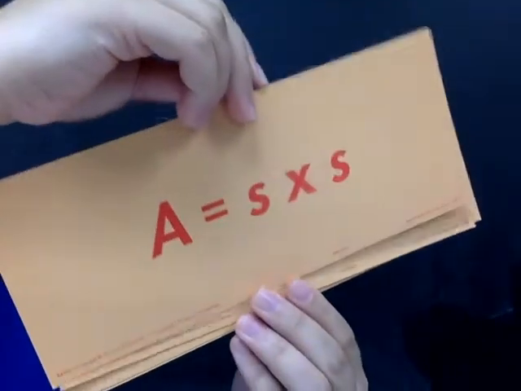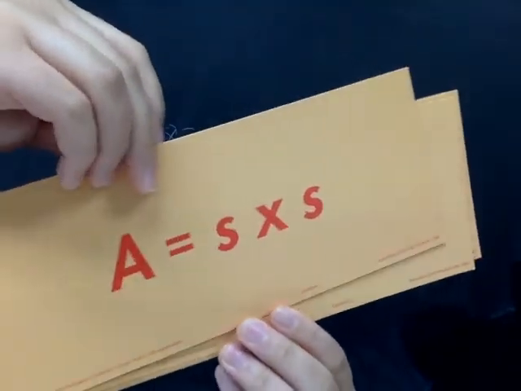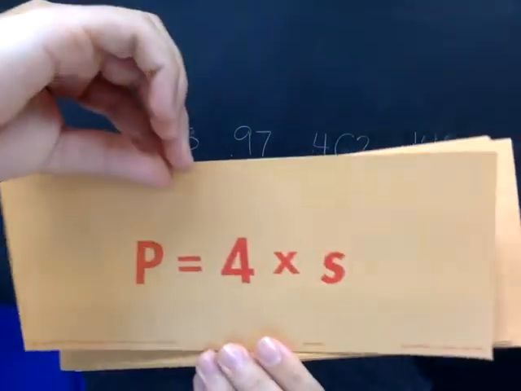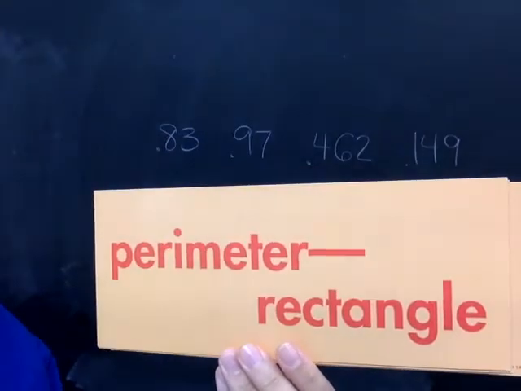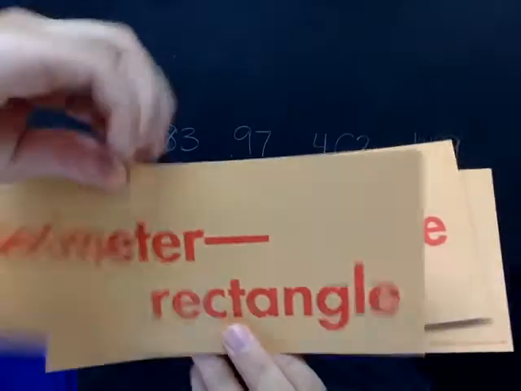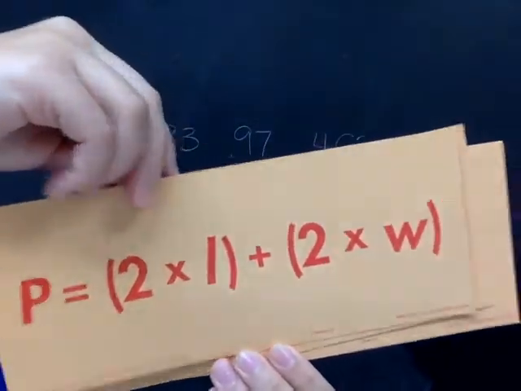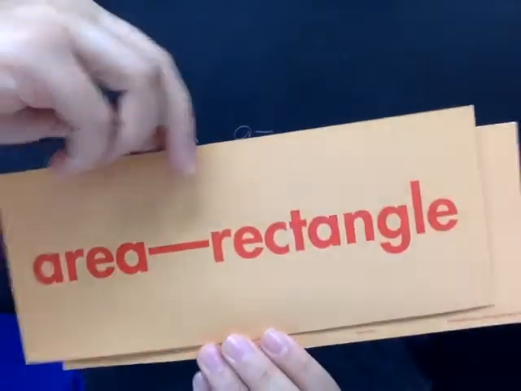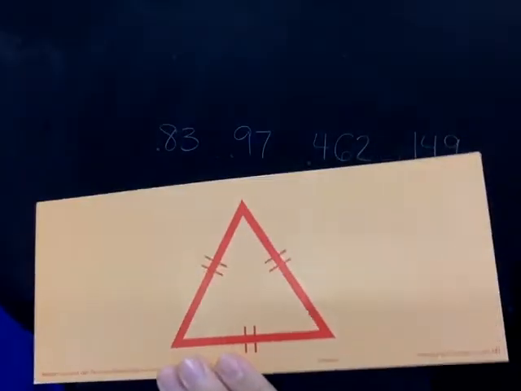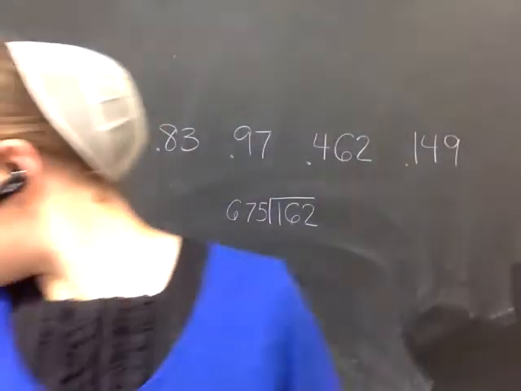A equals S times S. The perimeter of a square, P equals 4 times S. What about the perimeter of a rectangle? P equals, in parentheses, 2 times L plus, in parentheses, 2 times W. Area of a rectangle? A equals length times width. And equilateral triangle.